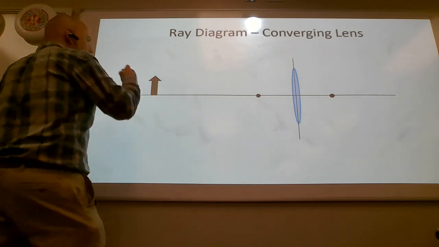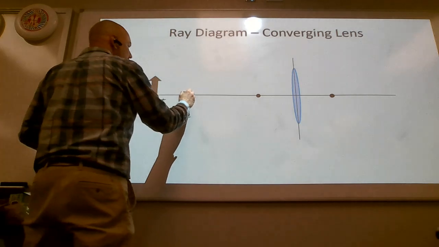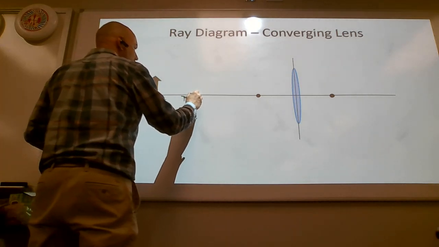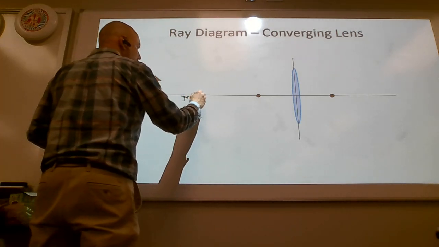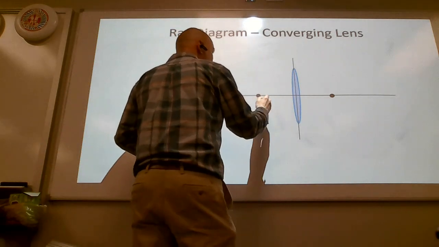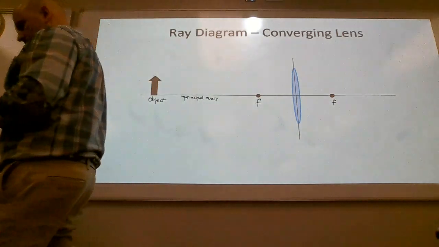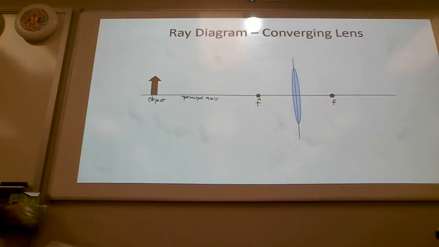So this is the object. This is the principal axis. This is the focal point, and this is the focal point. So principal axis, focal point, and focal point.